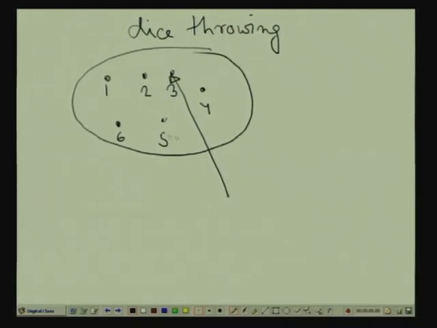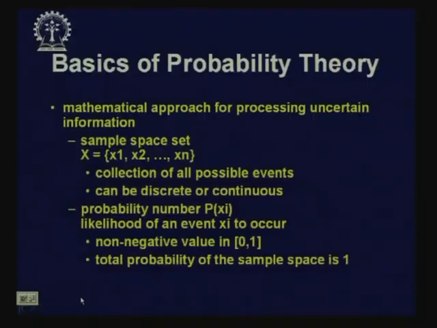And if the dice is fair, then you know that the probability of an event, so this is x i, the probability of x i is 1 by 6 in this case, because all of them have equal probability. Fine. And the total probability of the sample space is 1. When all these are added together, that will be 1.